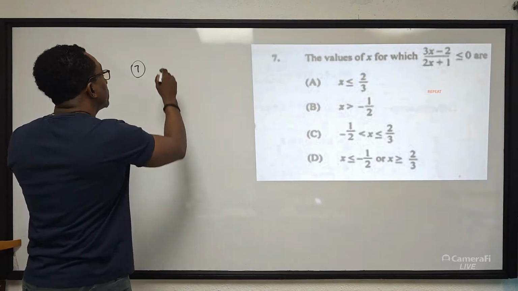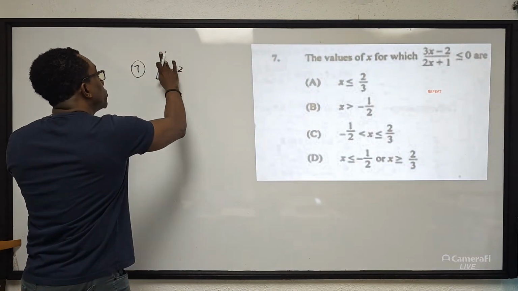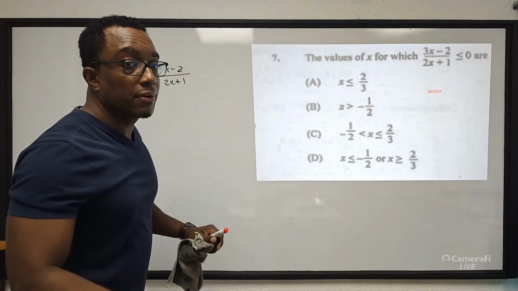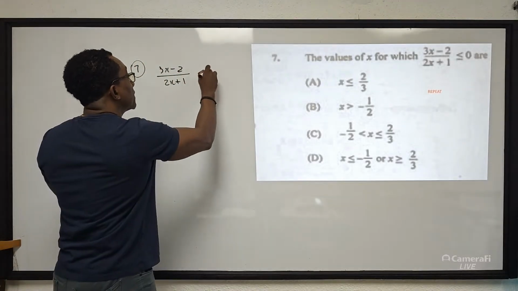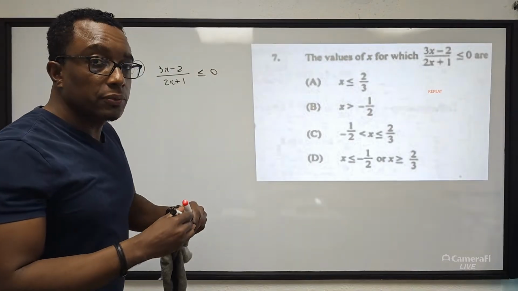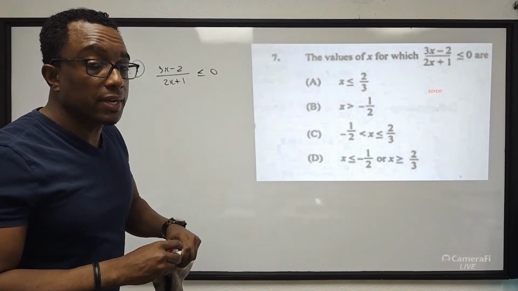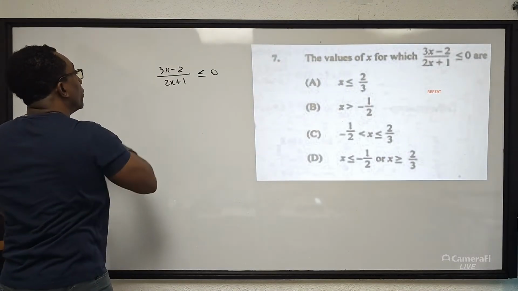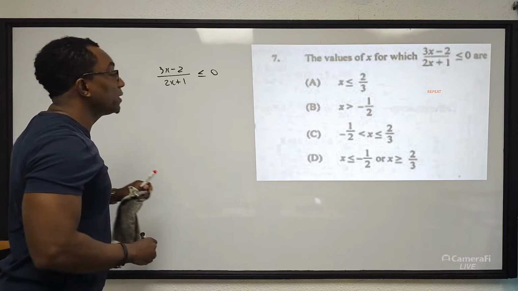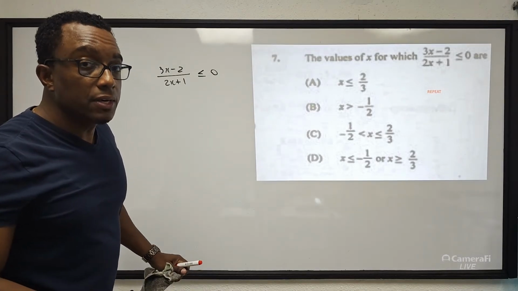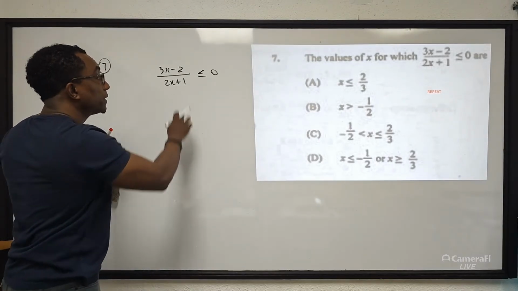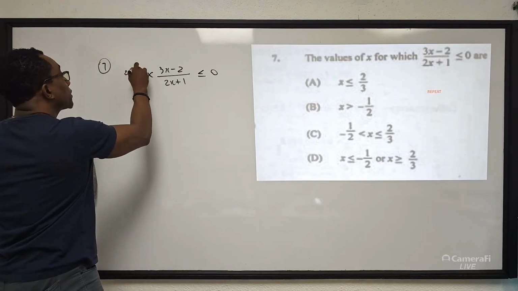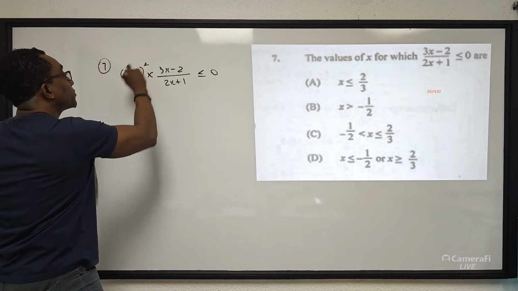So this will be (3x minus 2) over (2x plus 1), otherwise known as a rational inequality, is less than or equal to 0. Remember, we treat with a rational inequality. So if you see one in your exam tomorrow, you know how to treat with it. We're going to multiply both sides of this inequality by the square of the denominator. So whatever is in your denominator, which is 2x plus 1, I'm going to multiply this side by (2x plus 1) in brackets squared.